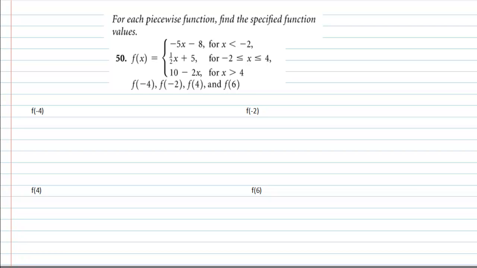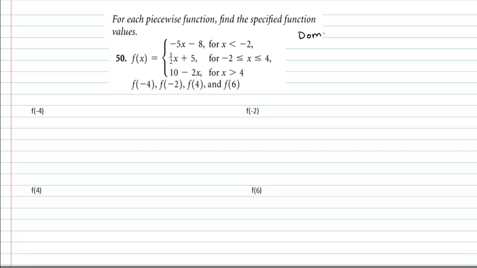For f of x is equal to negative 5x minus 8, that exists only when x is less than negative 2. For the second function, 1 half x plus 5 exists for negative 2 is less than or equal to x, less than or equal to 4. And for the third part of the function, 10 minus 2x exists when x is greater than 4.